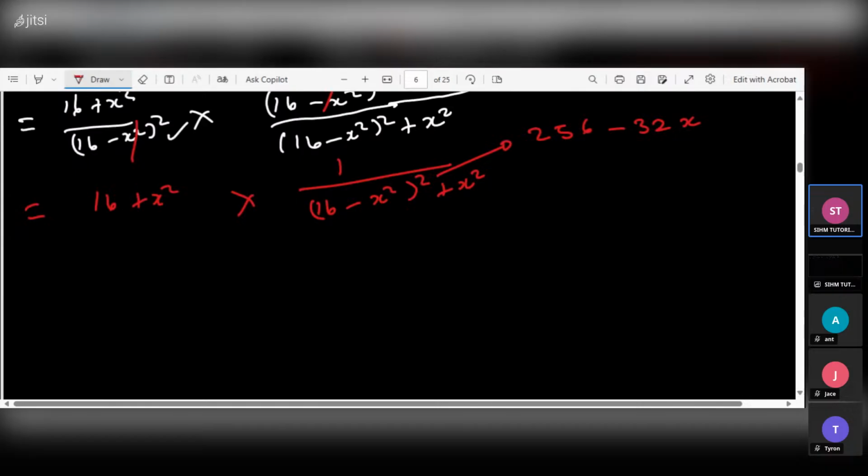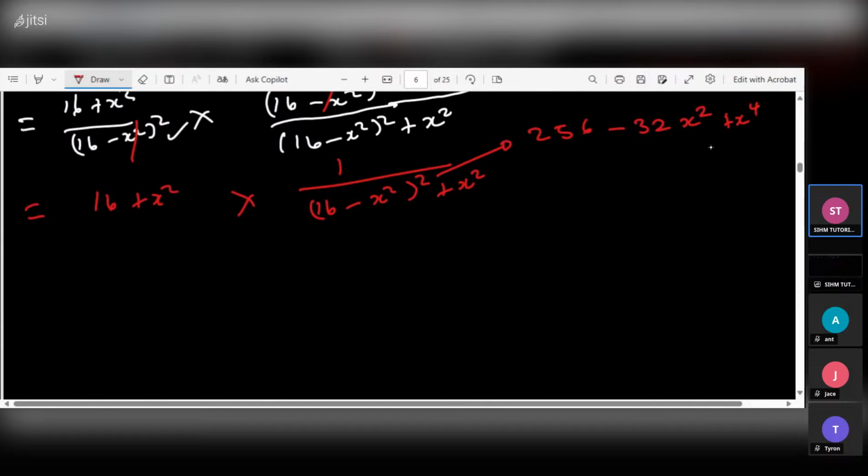It's going to give you 256 minus 32x squared, right? I hope you guys are understanding what I'm trying to say there. And then there you are going to have also the positive of x to the power 4.